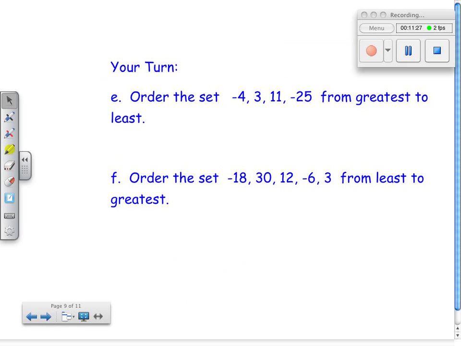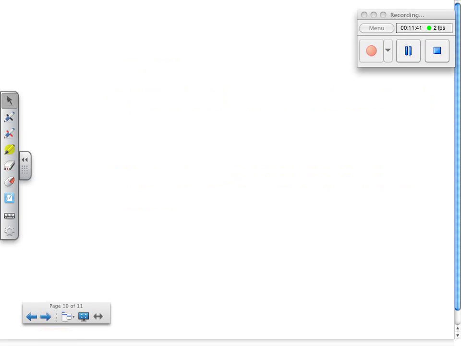Okay, here's your turn. Here are 2 problems for you, E and F. Pay attention to the words of this problem and see if you get it right. Pause your video and then start it back up when you're ready.